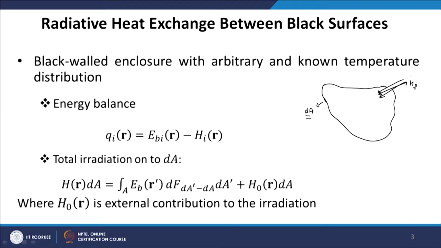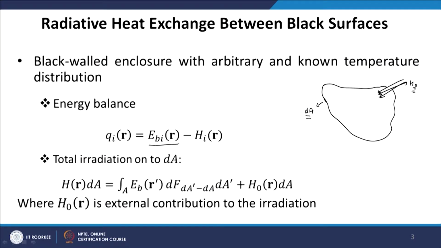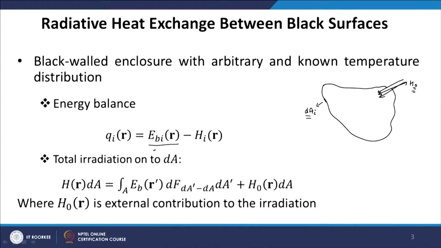So the radiation received by surface dA will have two components: radiation received from the enclosure itself and radiation coming from outside, that is H0, okay. Together with the radiation received by surface dA, the surface dA will also emit some radiation. So this radiation emitted by the surface, let us write this small area as dAi, okay. So the total amount of energy exchanged by surface dAi includes the energy emitted. So this is the energy emitted and this is the energy absorbed, okay. There is no alpha because alpha is equal to 1.